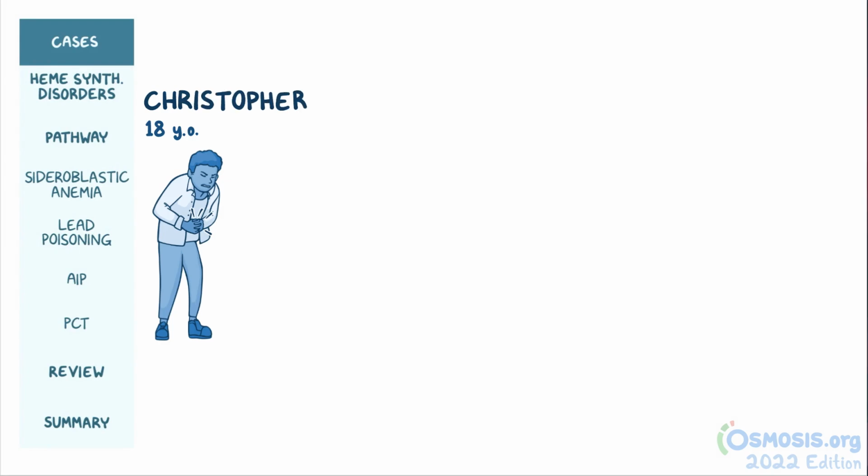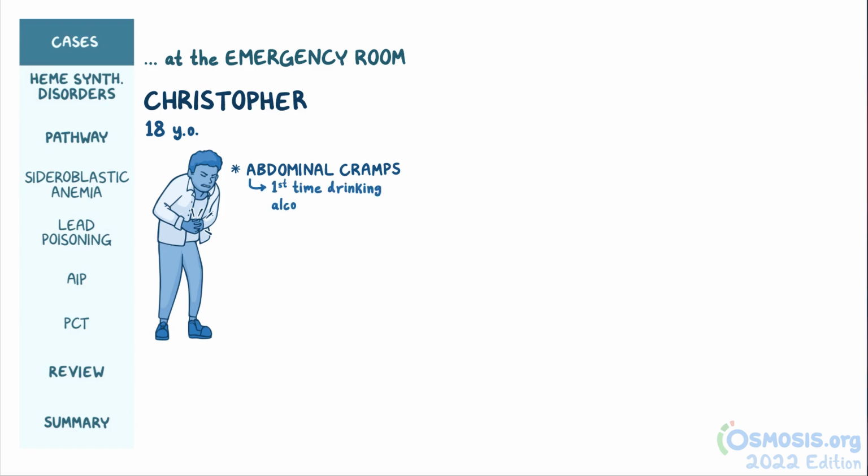18-year-old Christopher is brought to the emergency room by his best friend Paul after suddenly getting abdominal cramps at a party. Christopher goes to the restroom while you ask Paul a few questions. Paul tells you that Christopher was behaving strangely at the party and adds that it was his first time drinking alcohol. When Christopher comes back from the restroom, he tells you that his urine had a reddish color.